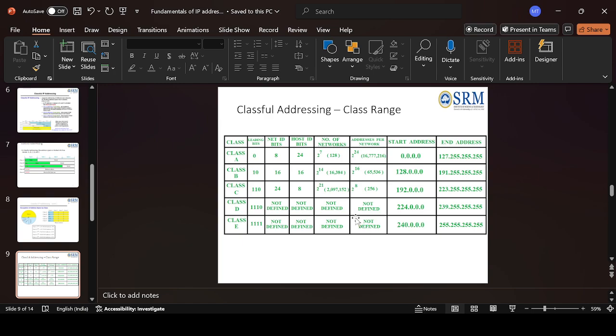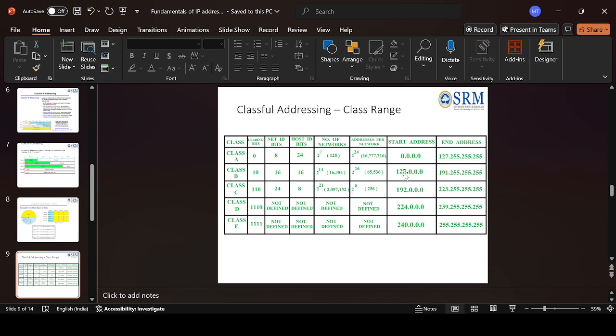Now one thing you should understand: in class A the number of hosts is many, the number of networks is less. In class B it is moderate, the number of networks is 2 power 14, the number of hosts is 2 power 16. And in class C, you can see that the number of networks is more and the number of hosts in each network is only 256. And usually we take this class C for supernetting. We'll discuss later what is meant by supernetting.